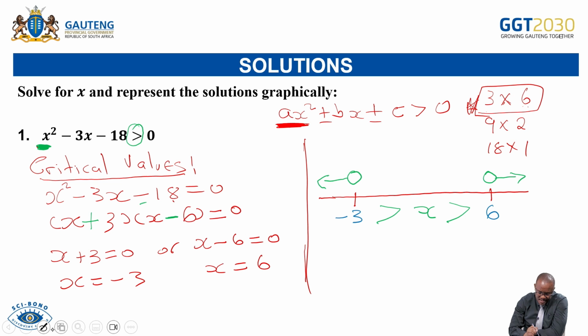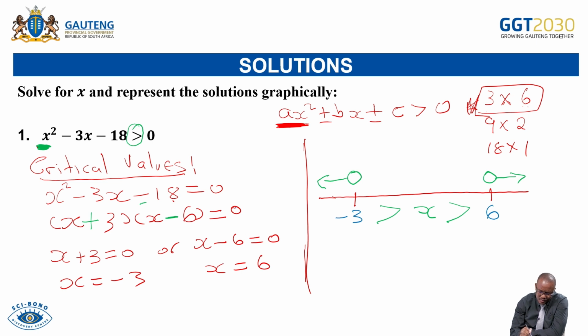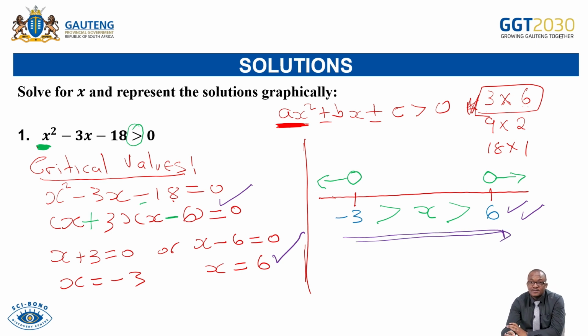Remember, when we mark this type of question in grade 11, you might find that they give you 1 mark for the factors, 1 mark for critical values, and 2 marks for your answer. Remember, your answer must always be in inequality form. I know there are different ways of dealing with this, but we want to make it as easy as possible for the learners.